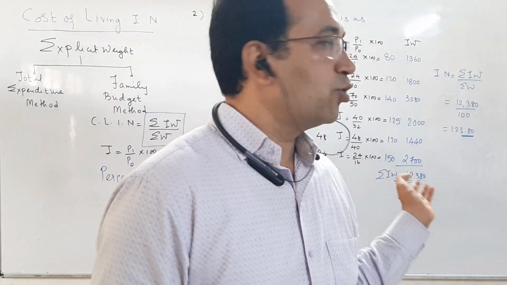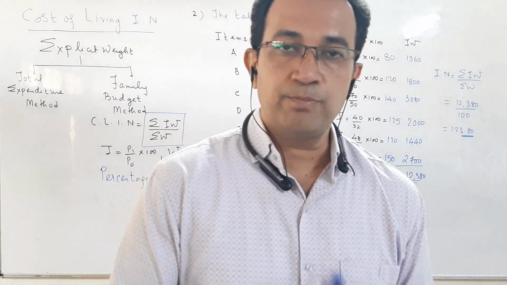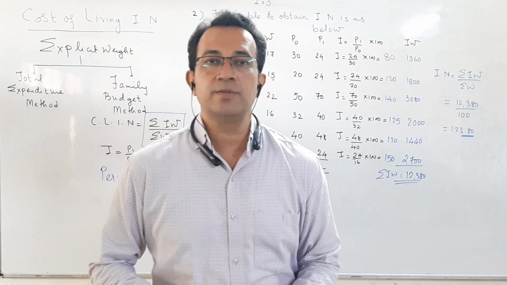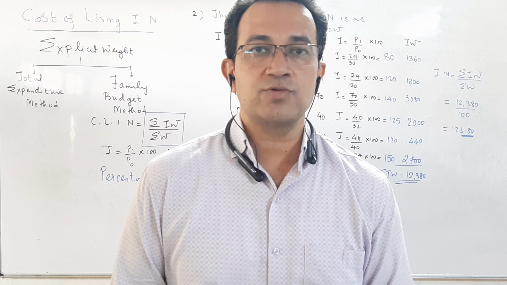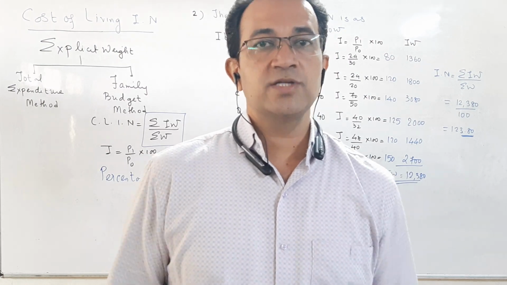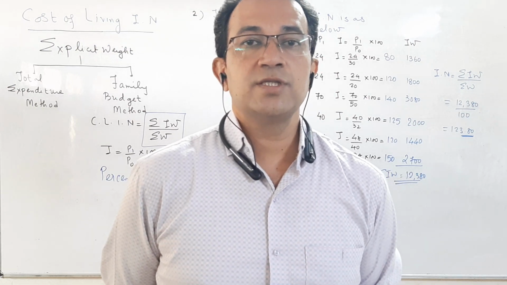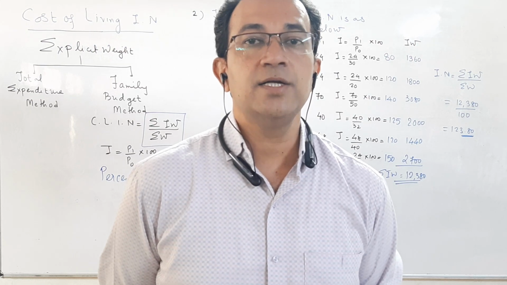I am explaining orally. We have done the interpretation in question number 1. Percentage increase in the price in the current year compared to the price in the base year is 123.8 minus 100, students, and that is 23.8%. This is how, students, we find the index number using the formula sigma IW upon sigma W.